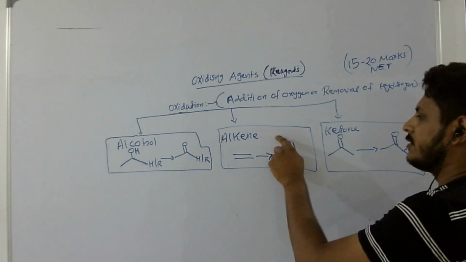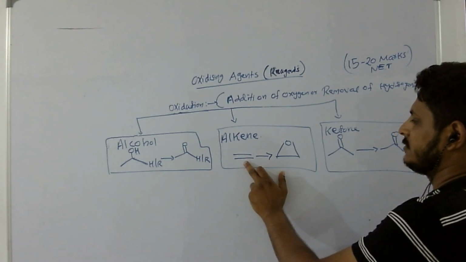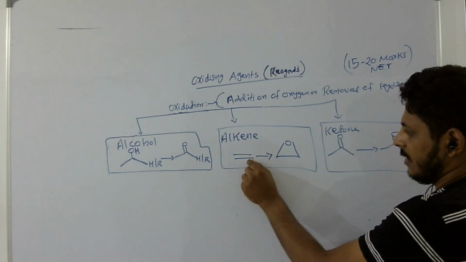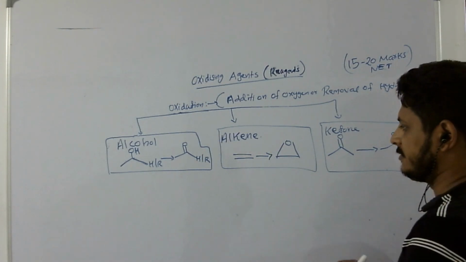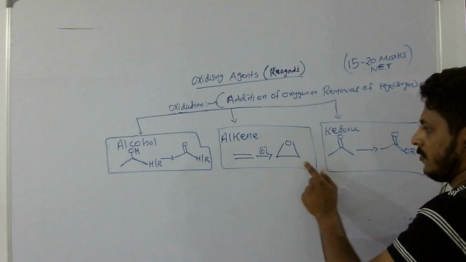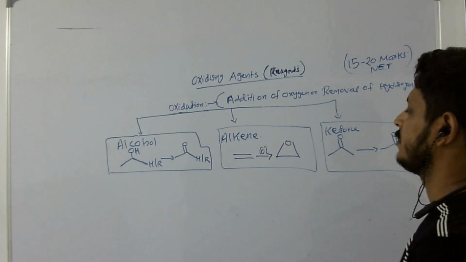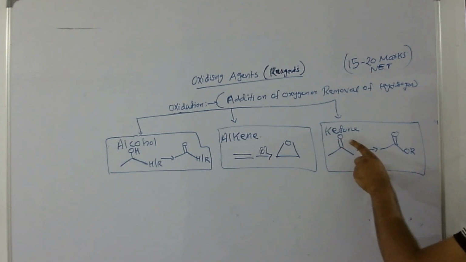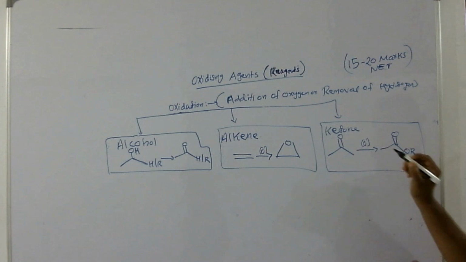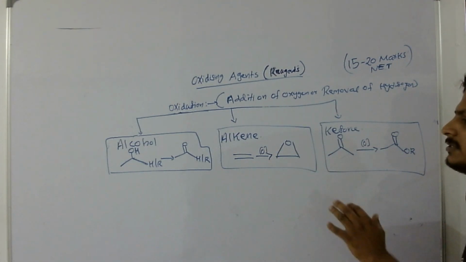After that, we will be looking at the oxidation of alkene. The most common oxidation reaction of alkene is the epoxidation reaction. In this alkene, oxygen is inserted into the carbon-carbon double bond. That is an oxidation reaction, and this kind of reaction is known as epoxidation. And finally, we will look into the oxidation of ketone into ester. So these are the main oxidations we are going to discuss here.